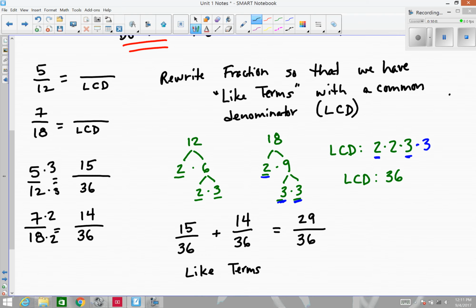Now I need to see if I can reduce this. 29 is a prime number. The only factors it has are 1 and 29. And since 29 is not a factor of 36, I cannot reduce that anymore, and that is my final answer.